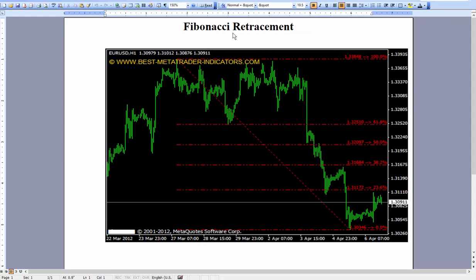Next one is the Fibonacci Retracement. It does it automatically with all the fib levels, 38, 50, and 61, and so on.